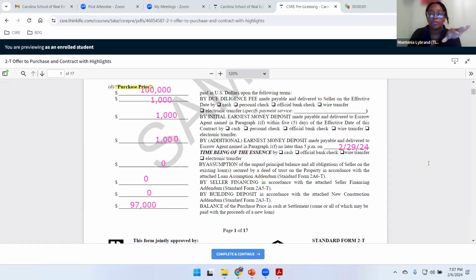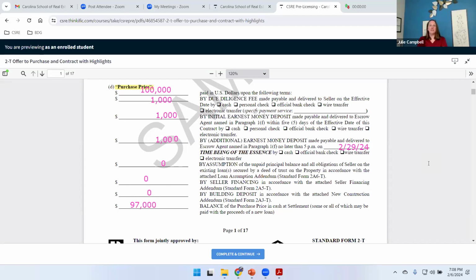I'm a little confused. So at settlement, closing. Okay, so we're filling out this contract. We know that the due diligence amount was $1,000, earnest money was $1,000, additional was $1,000. I know you just said that all of that will be taken off of the purchase price at settlement. So where does all of the breaching fall in?